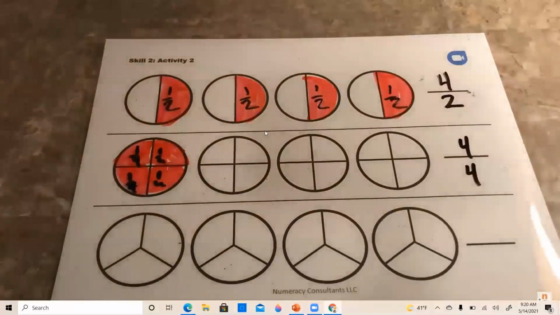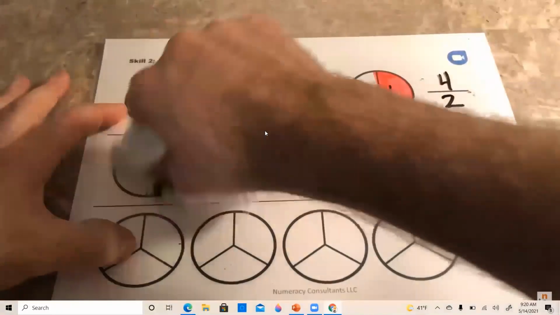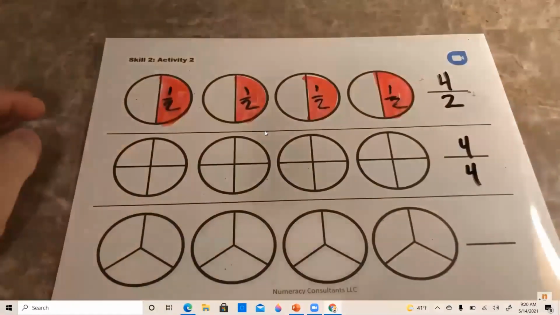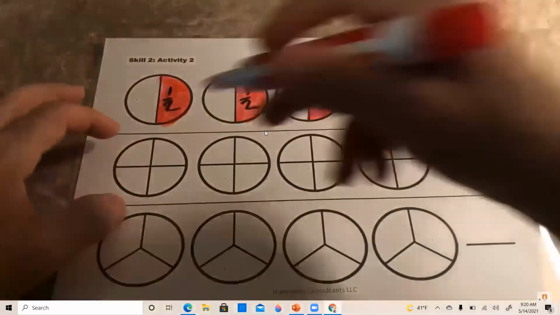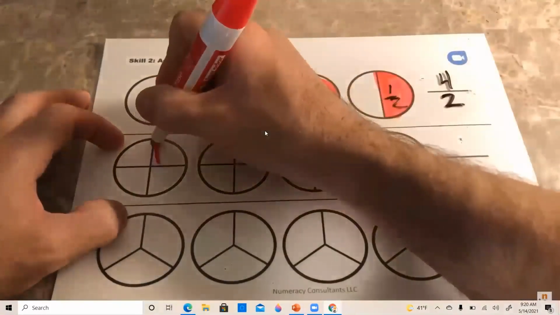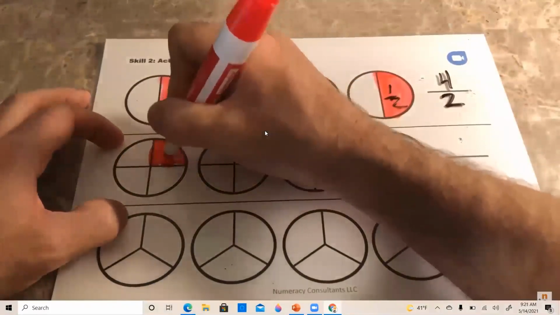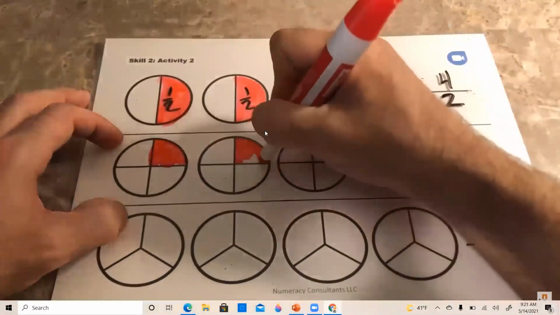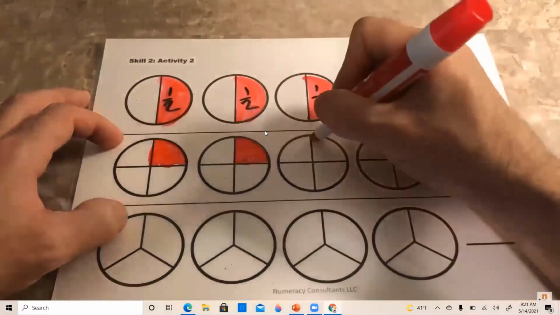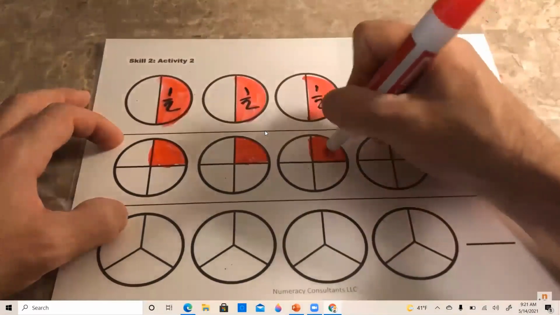Now, after you do this one where they have the whole, go ahead and have them erase it, because this is one where they're going to learn something different, okay? And go ahead and say, okay, what I'd like you to do now is color in one piece out of each one of these now. Go ahead and color in one piece out of each circle, okay? So color in one there. And remember, don't say color in 1/4 of each circle, because that would be giving them the answer. So just say color in one piece out of each circle, okay?